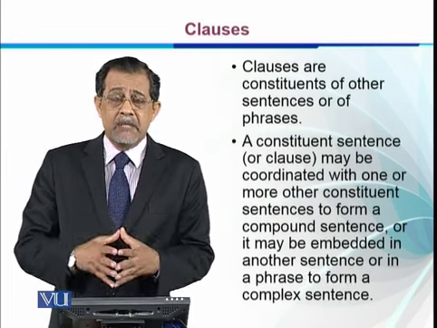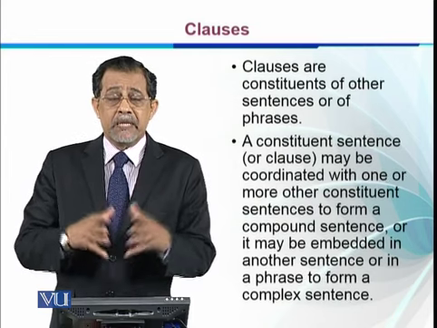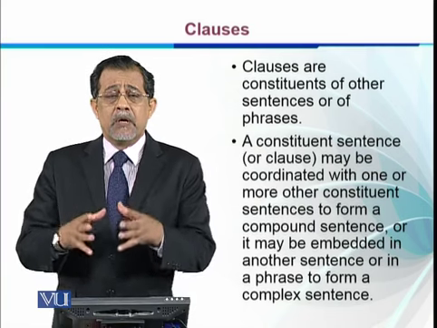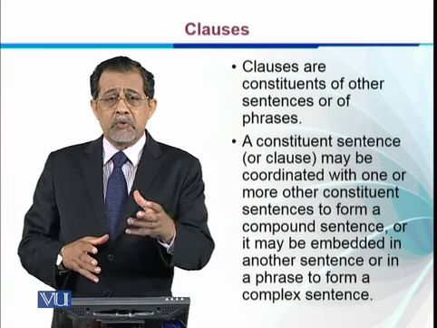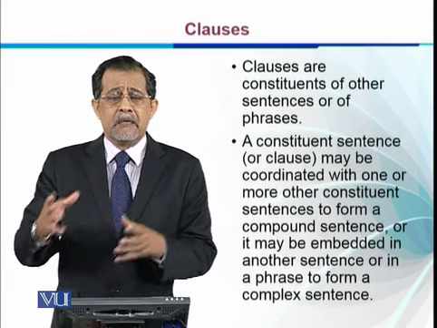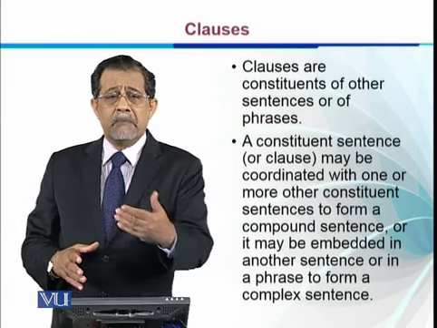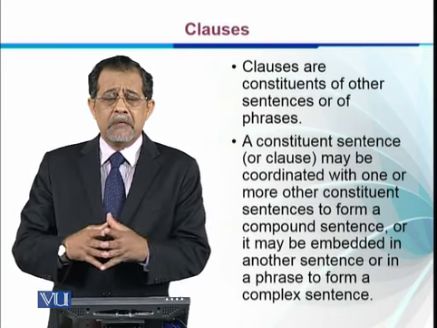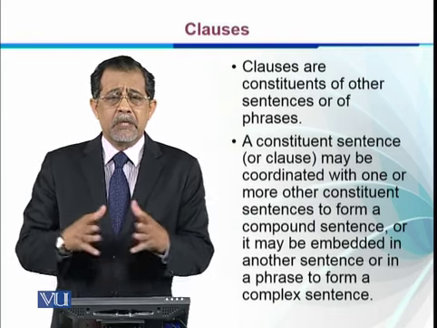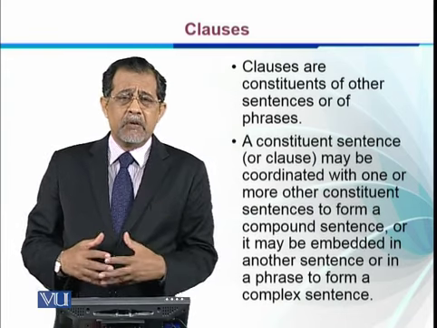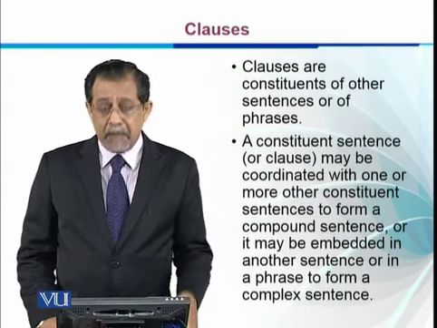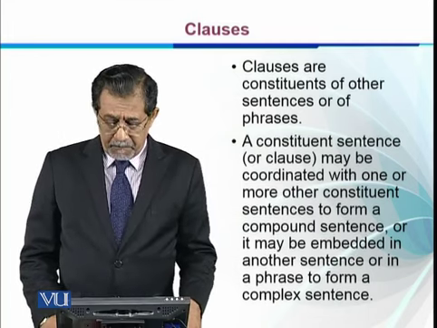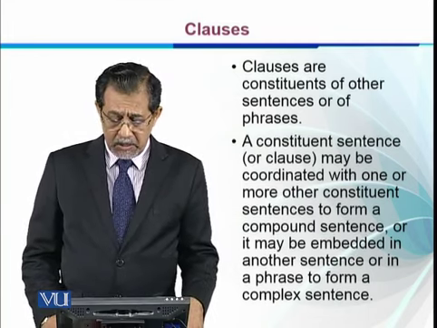So we have seen that a compound sentence may have two or more independent clauses, or a clause may be a constituent of a sentence, like the subject or object, or it may be an adverbial clause, right? So they can be of different types, or sometimes a clause can be within a noun phrase. So they are called embedded clauses.